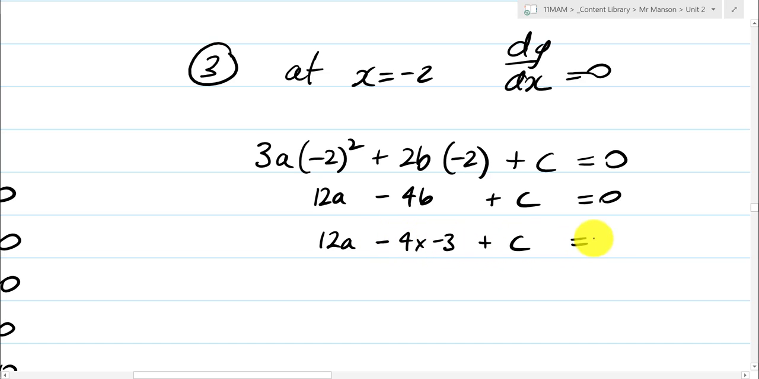Sorry, negative 3a. That gives me 12a plus 12a plus c equals 0. 12a plus 12a is 24a. I subtract it and I get c equals negative 24a.